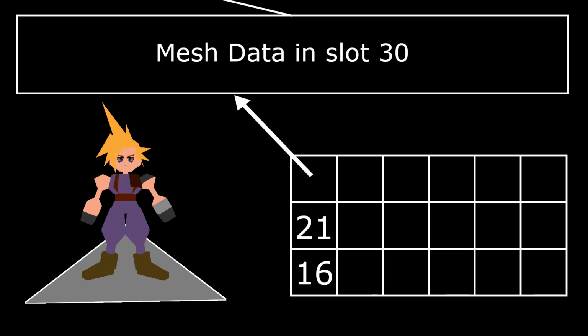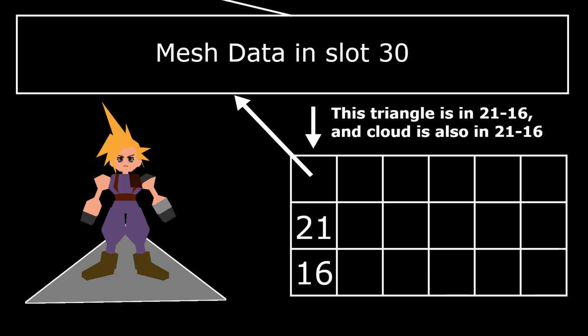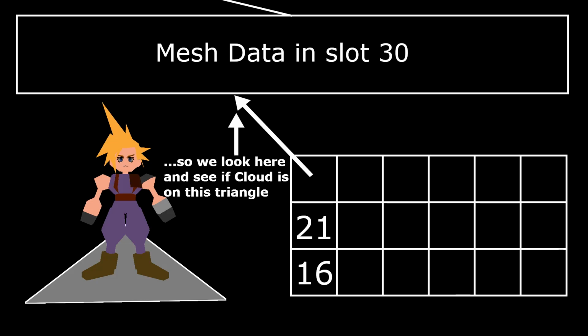When Cloud gets off the Chocobo, the game wants to put him on a triangle, and so it starts the procedure by checking his stored triangles. It finds this triangle within region 2116, and so it follows the corresponding pointer and uses it to check if Cloud should be standing on the triangle that's based on the data located at that pointer. If we look at the data located there, we can see the first 3 bytes, which define the vertex indices this triangle uses, are 0, 0, and 0.